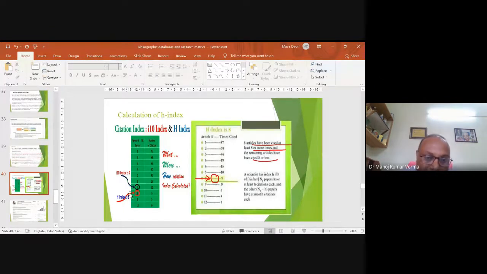See, in the same Dr. Kalyan's citations, his 7 papers have more than 10 citations, because the 7th has 12. But the 8th paper has 9. So his I10 index is only 7.